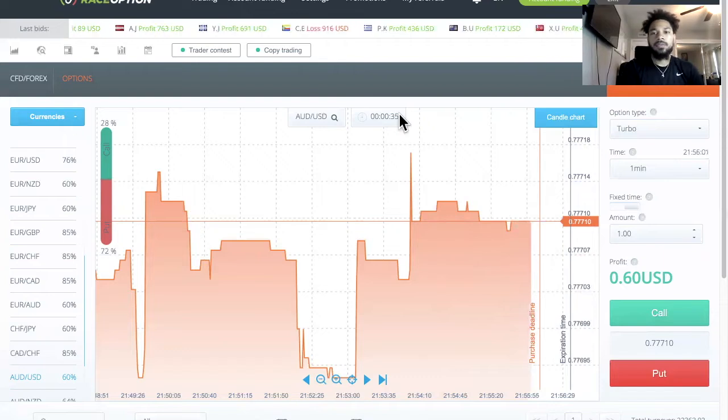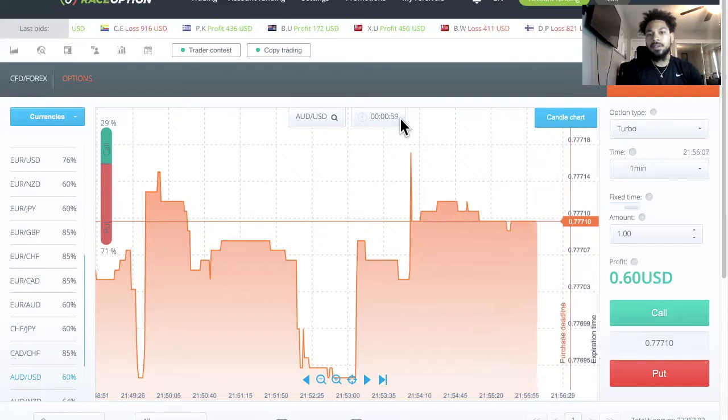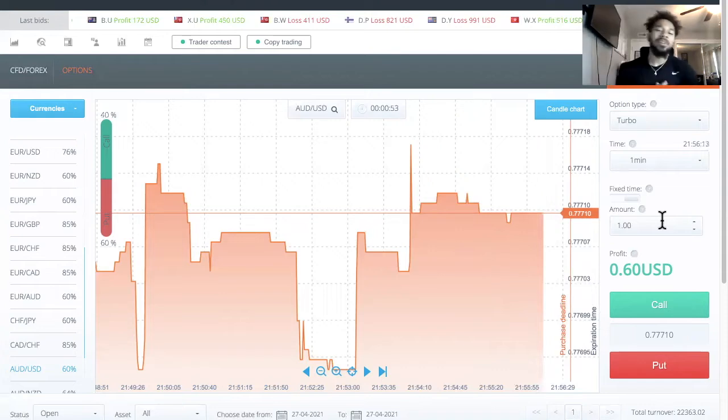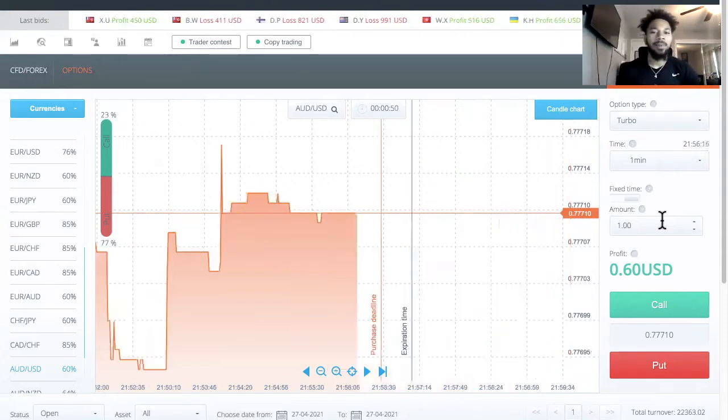Now this running clock does reset once it hits that halfway mark. So since we started with a minute, you'll see it reset now, and then it goes back to 59 seconds or a minute. Now we get to the good stuff, my favorite part. How much am I gonna risk and how much am I gonna profit?